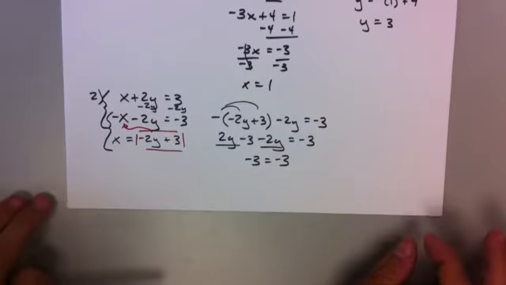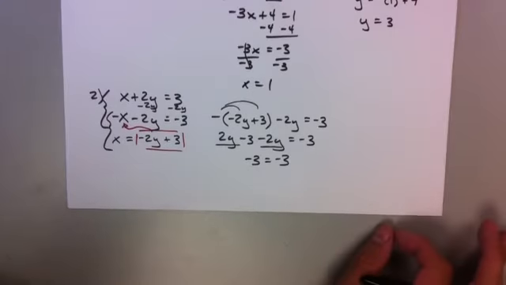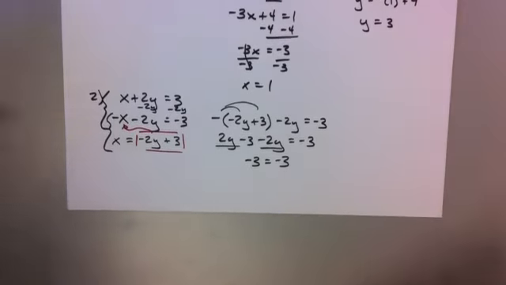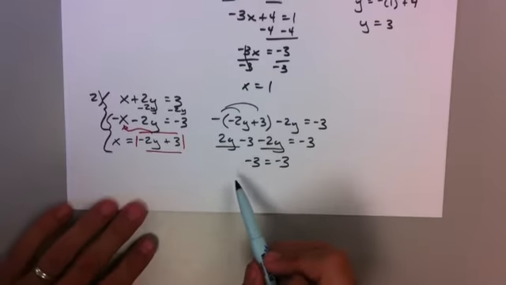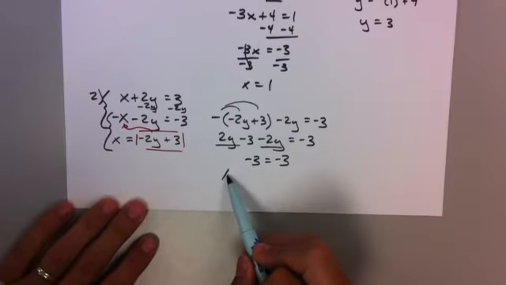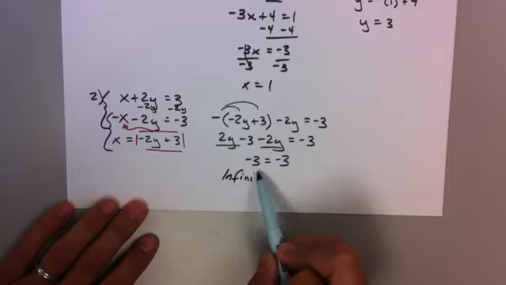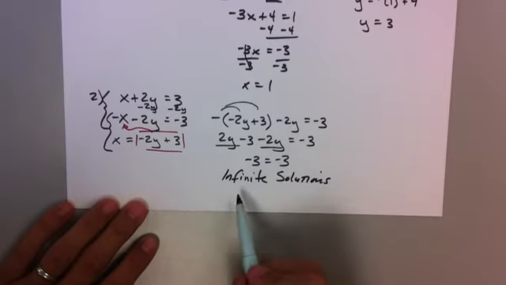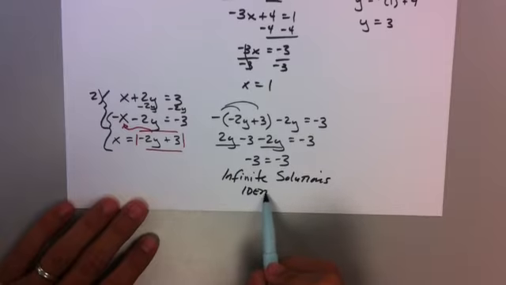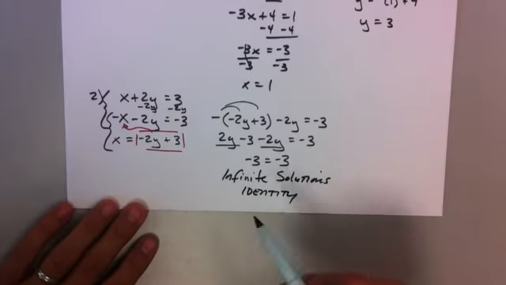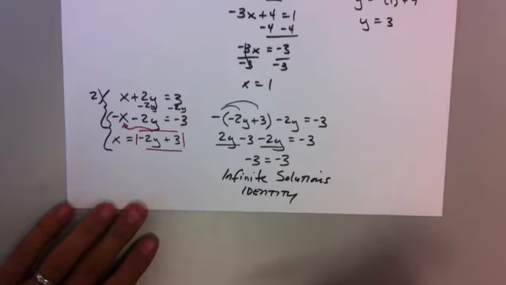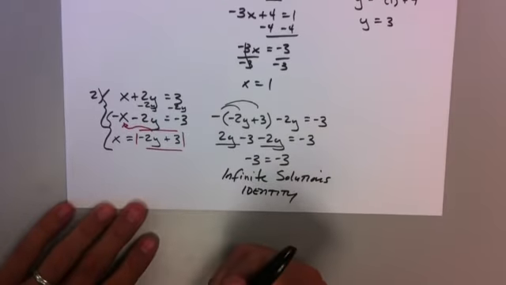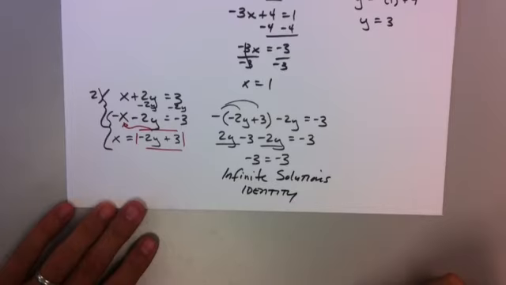Well, let's think back. What does that mean? So all my variables canceled, and I get a true statement. If you remember back, we said that is infinite solutions. Sometimes we use the word identity. Well, what does that mean in this case? What that means is that these two equations are essentially the same line. Okay, that's what it means.